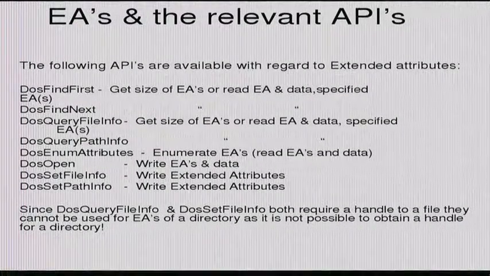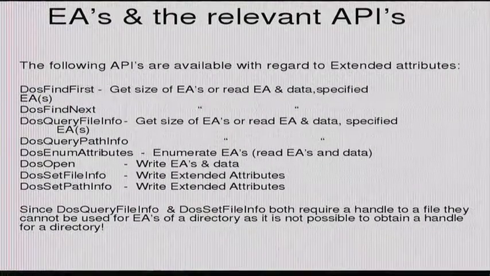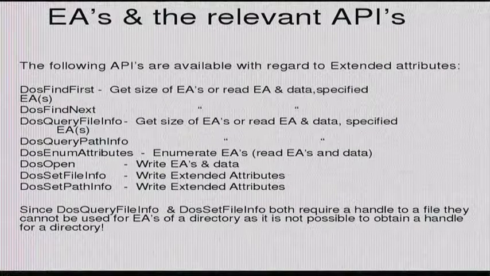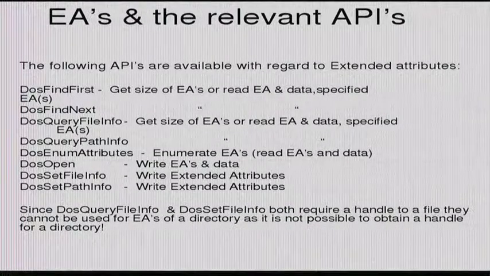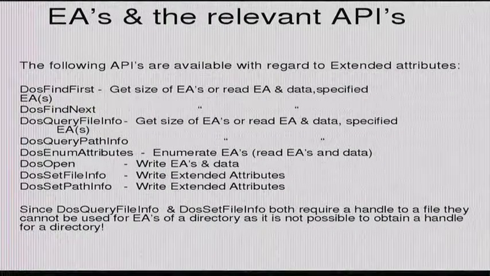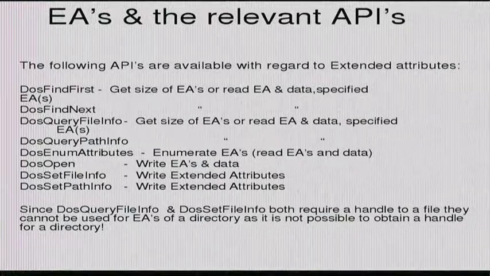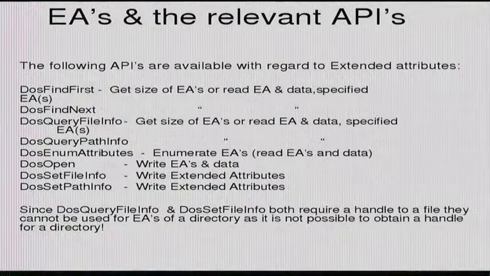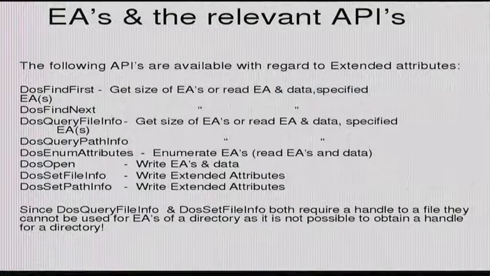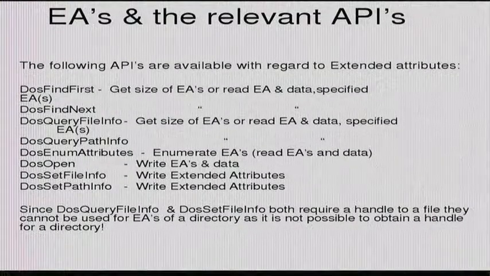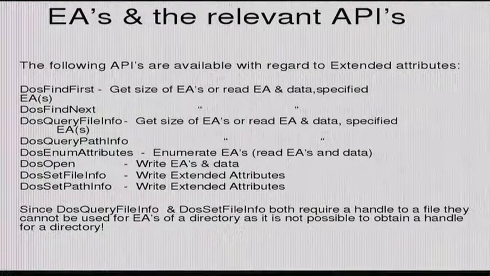If you want to find out which EAs are available in a file, you have DOS enumerate, so you just go around in a loop saying, give me the next EA name and everything, until there are no more. Then you have, strangely enough, DOS open, which can write EAs, which you think, hey, I'm opening a file and I'm writing EAs, but it's possible. You just have to fill in the right fields to do that.